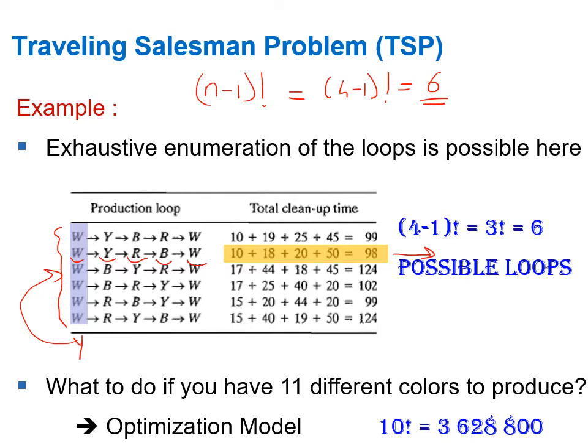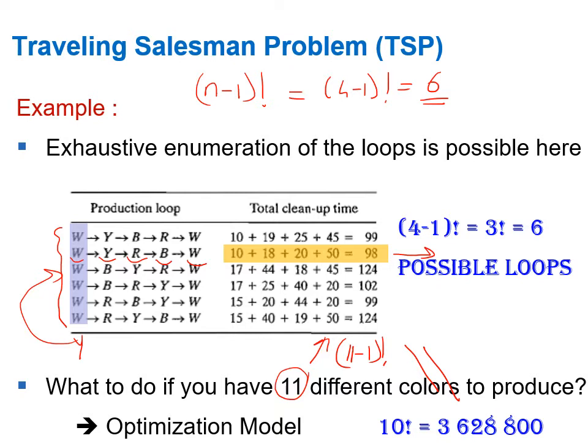But what happens if you have 11 different colors? Then, if you want to solve it using this complete enumeration, you need to evaluate (11-1)! which is more than 3,500,000 different combinations, and trying all of these and finding the best is impossible or very difficult. So it means that we need a more intelligent way.